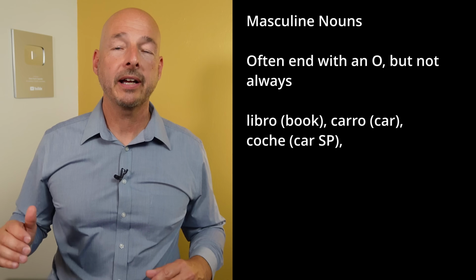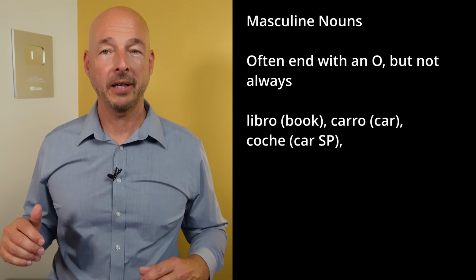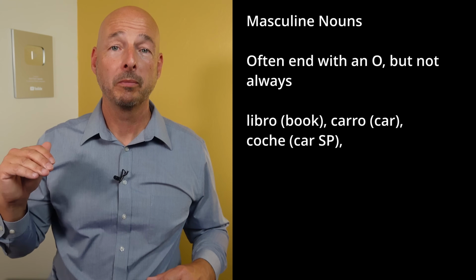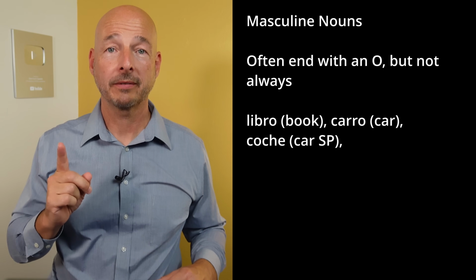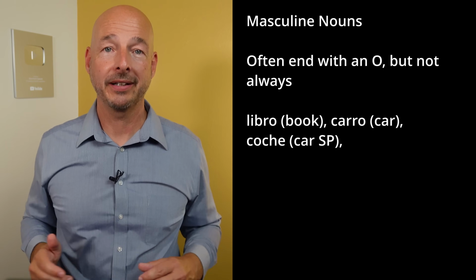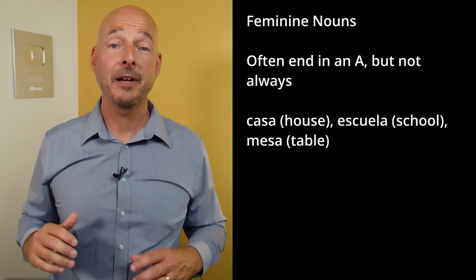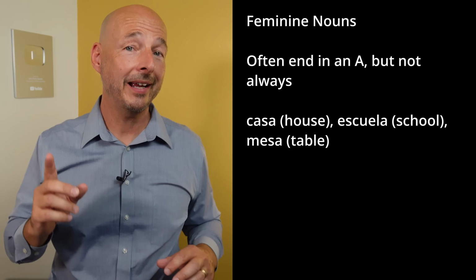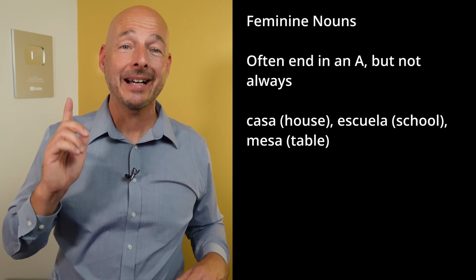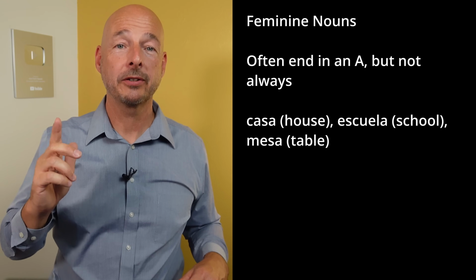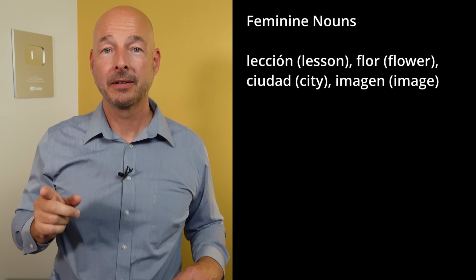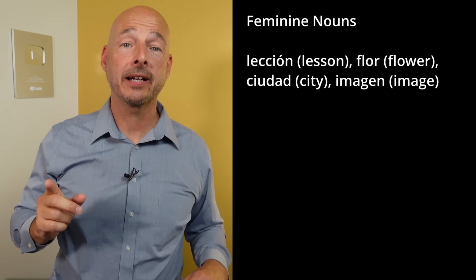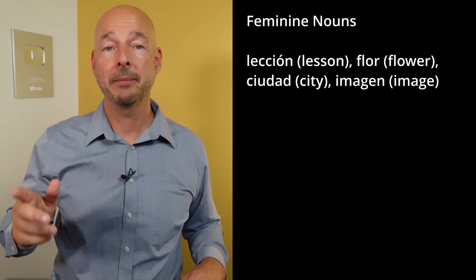Let's start with masculine nouns. They often end with an O, but not always. Libro, book, carro, car. But in Spain, a car is coche. Ends with an E, it's a masculine noun. Let's move on to feminine nouns. Feminine nouns in Spanish often end with an A, but not always. Casa, house, escuela, school, mesa, table. And some examples of ones that don't end with A. Lección, lesson, flor, flower, ciudad, city, imagen, image.